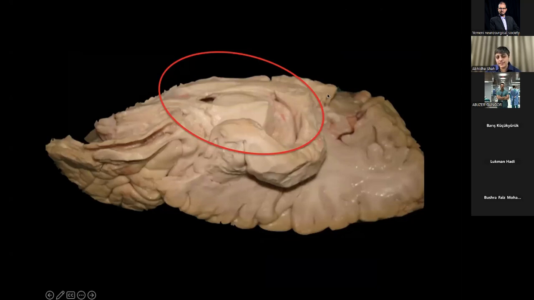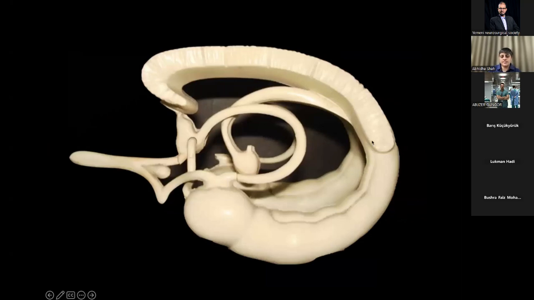Here you have the supracallosal circuit, which I showed you, the Papez circuit, then stria terminalis, as Barish was saying. So that is the dorsal amygdalofugal pathway, which goes all the way from the amygdala and connects to the septal region. And then there is a ventral amygdalofugal pathway, which connects on the inferior aspect of the brain.